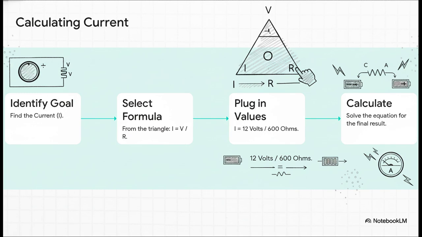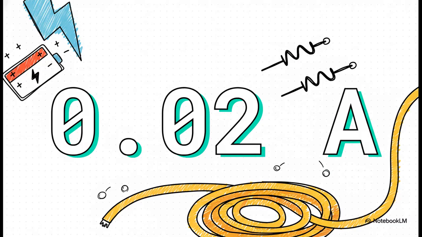Well, thanks to Ohm's law, this is super straightforward. We want to find the current, which is I. Our handy triangle tells us the formula is I equals V divided by R. So all we have to do is plug in the numbers we already know. And this is the magic of the formula right here. You take those 12 volts, you divide by 600 ohms, and bam, you get your answer: 0.02 amps, which, by the way, is the same as 20 milliamps.